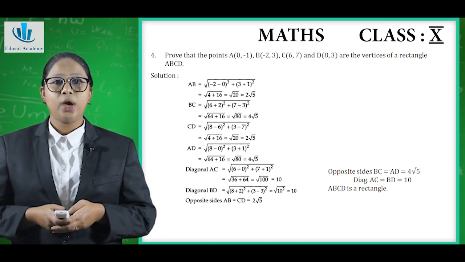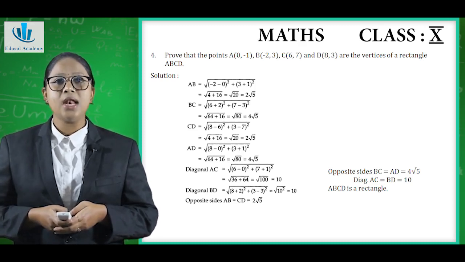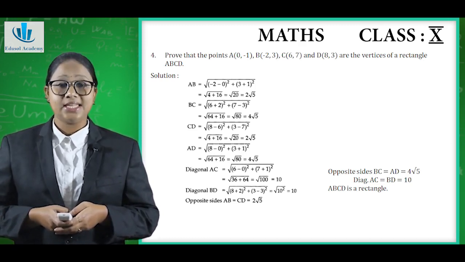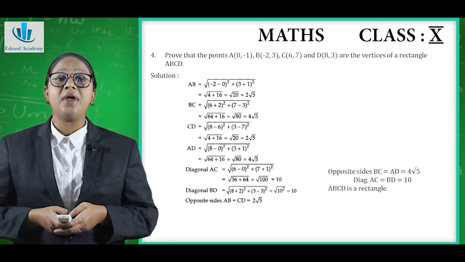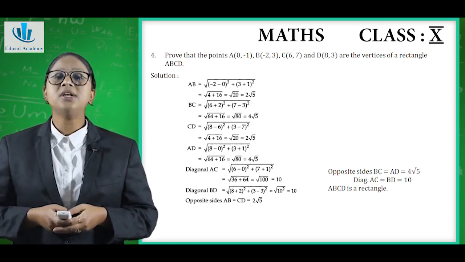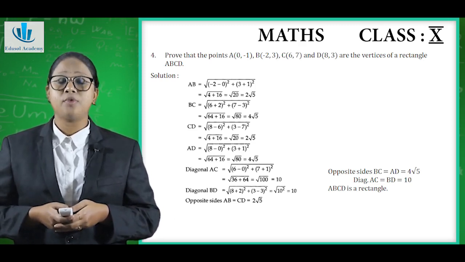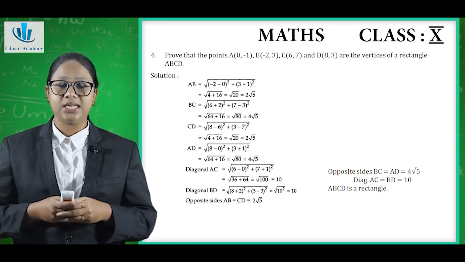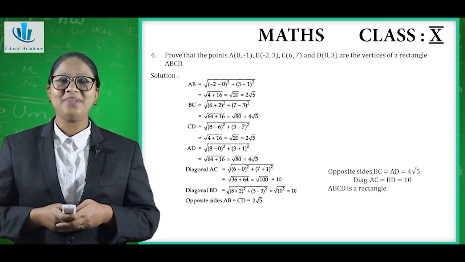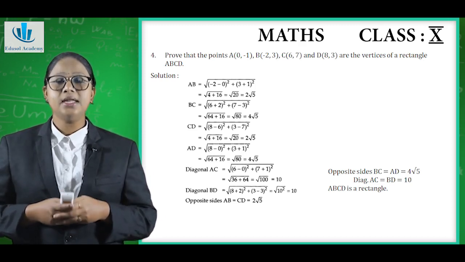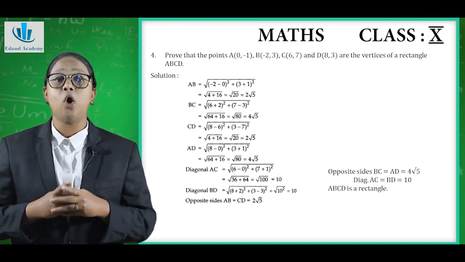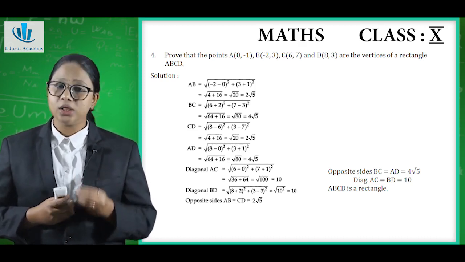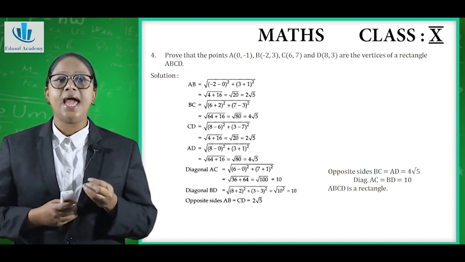Prove that the points A (0, negative 1), B (negative 2, 3), C (6, 7) and D (8, 3) are the vertices of a rectangle ABCD. So what are the properties of a rectangle? In a rectangle, the opposite sides are equal. So AB will be equal to CD and AD will be equal to BC. Also the diagonals will be of equal measurements. So AC will be equal to BD. So we have to find all the sides AB, BC, CD and AD.